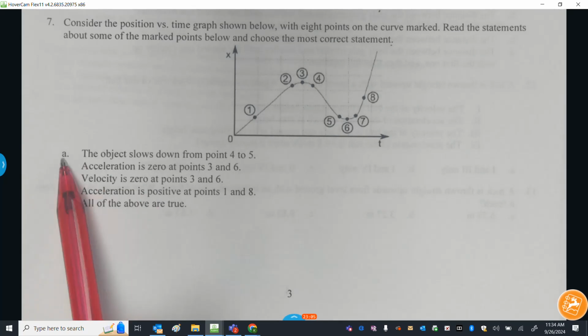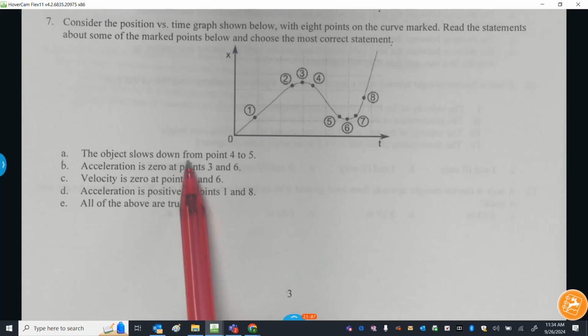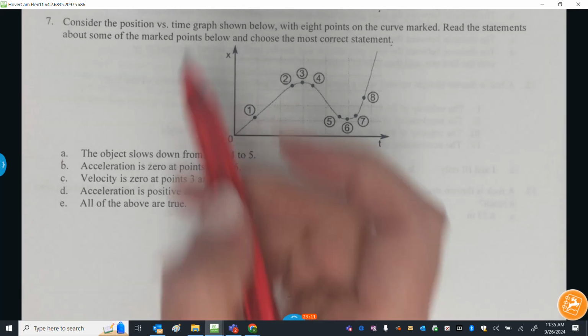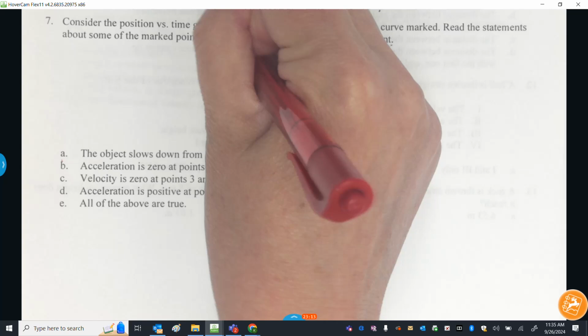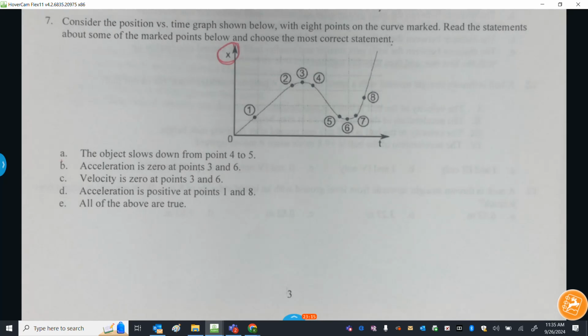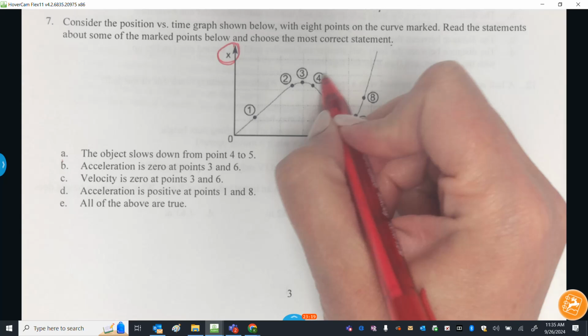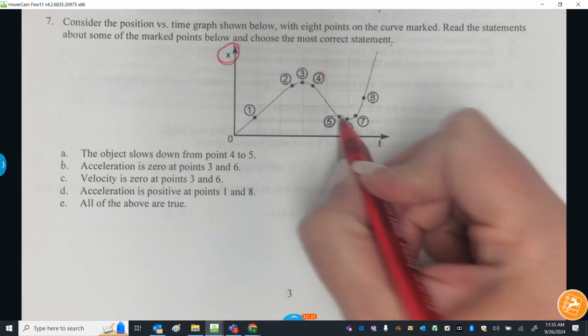So A says the object slows down from point 4 to 5. Just real quick, it says it up here, but this is a position time graph. Make sure you know what type of graph you're looking at. Okay, so the object slows down from 4 to 5. Here's point 4, here's point 5.